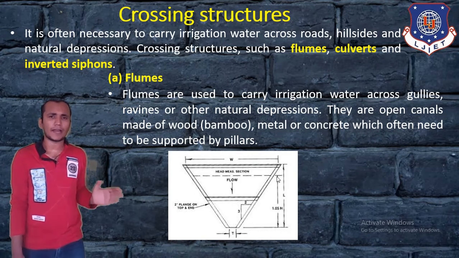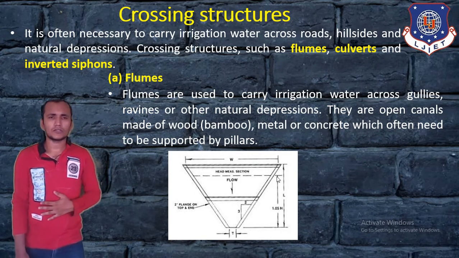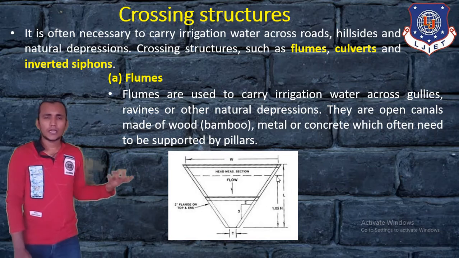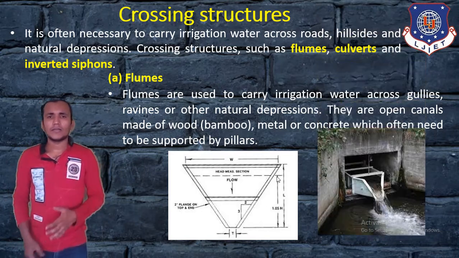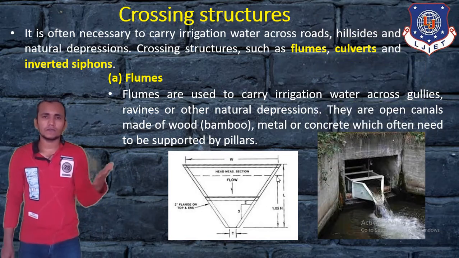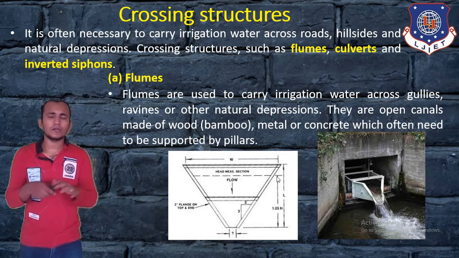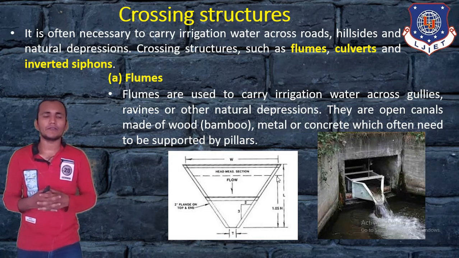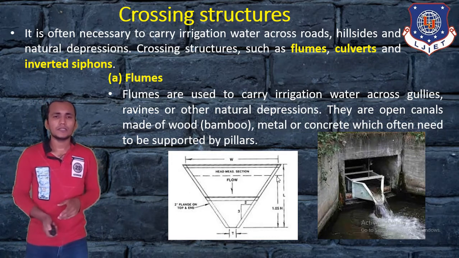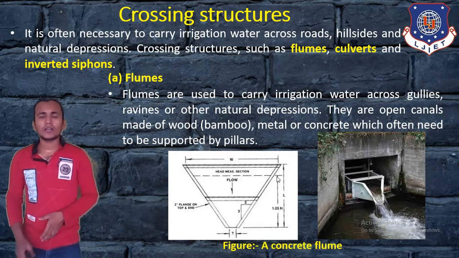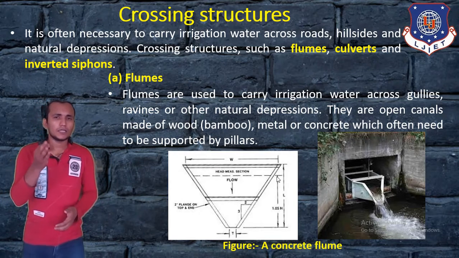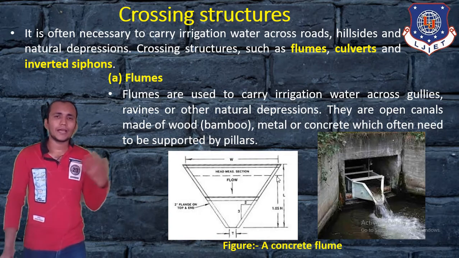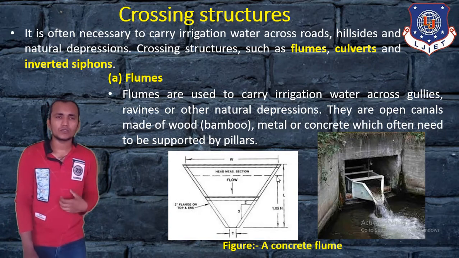You can see that it is a triangular type of construction. If we see the live picture, we get a better idea. That is one kind of flume picture that we have taken naturally. Here you can see a concrete flume, but you can also make flumes from metal, bamboo or wood.